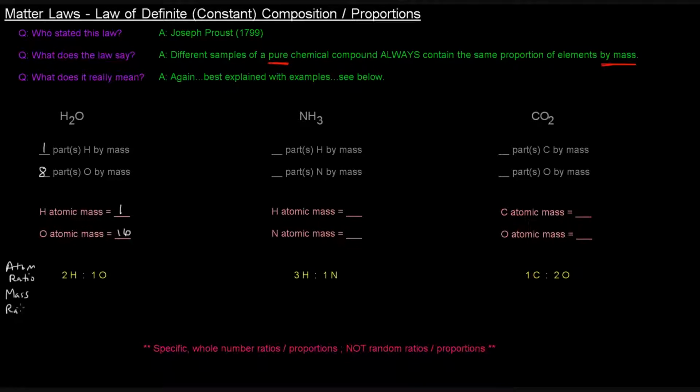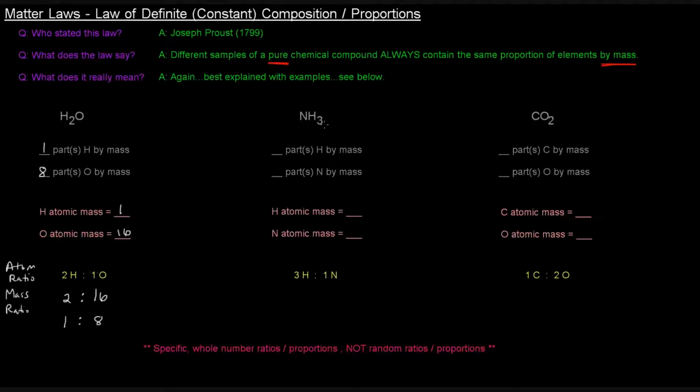Well, if there are 2 hydrogens, we're going to have to multiply this number 1, right? This 1 for its atomic mass by 2. So we're going to have a mass ratio of 2 to 16, right? So that just simplifies down to 1 to 8. So that's the idea there for water. Okay, so as long as we have pure water, right, nothing in the sample other than water, this will always be true. This will always be the mass ratio, 1 to 8 as far as hydrogen to oxygen.